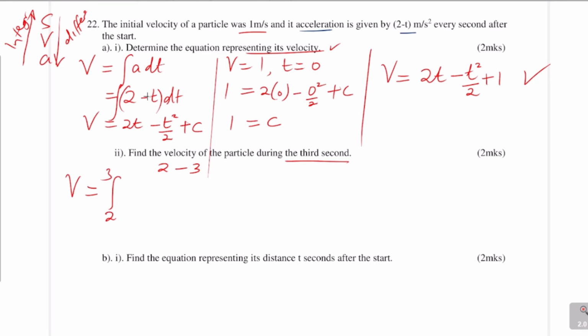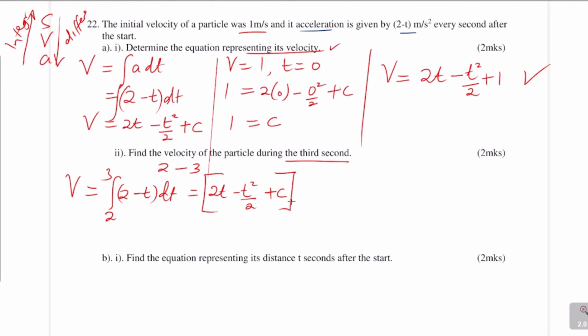You integrate acceleration, which is given by 2 subtract t, with respect to t. So this will give 2t minus t squared divided by 2 plus c. So you do not use the one where we got the constant as 1, because that was giving us velocity directly. And I've said there are two methods of doing this, so I'm just using another alternative method.